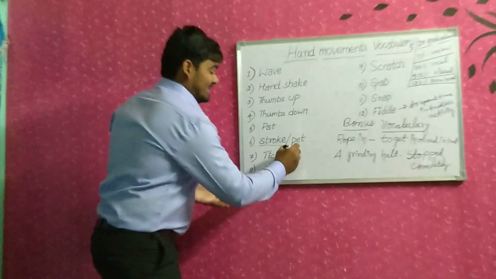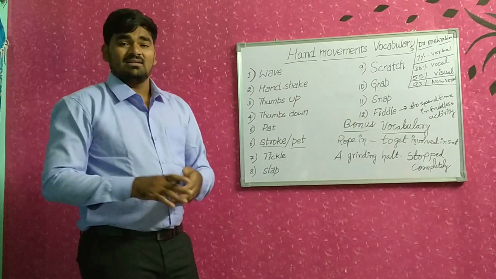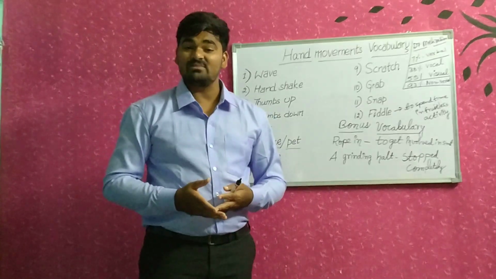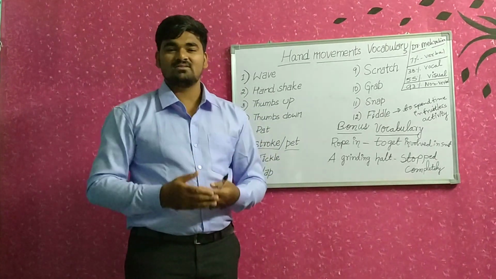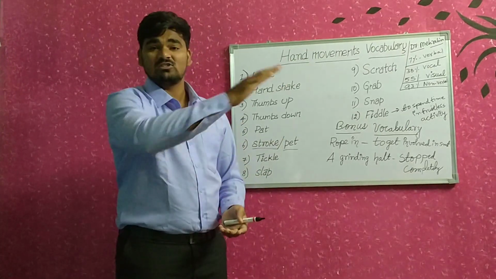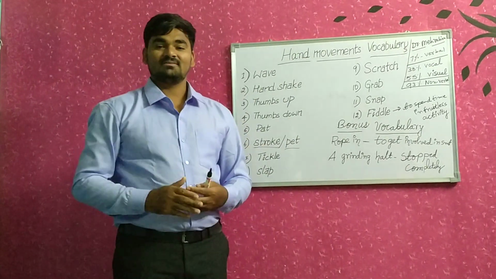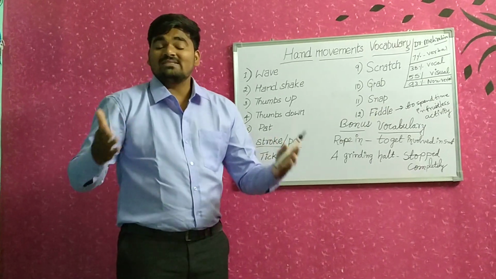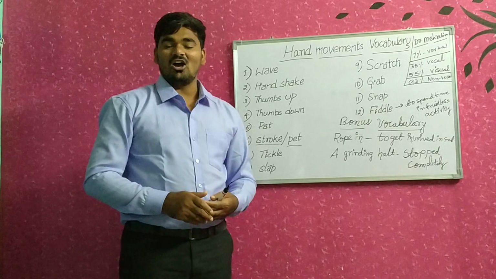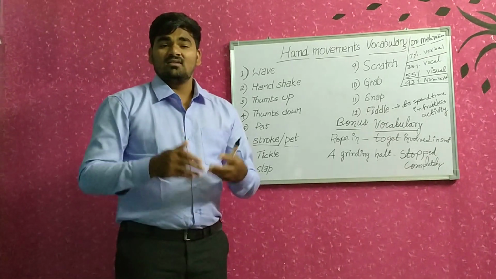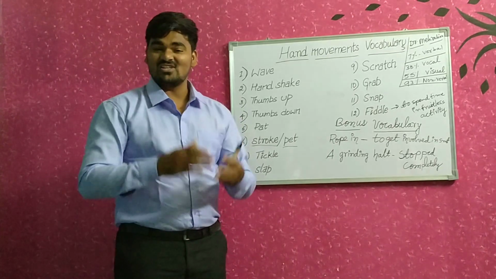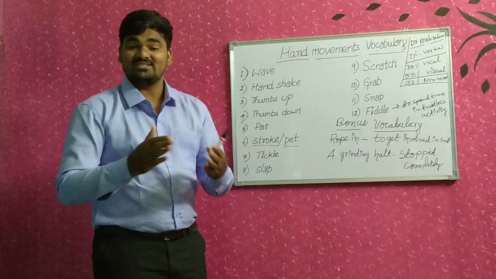Then what about the pet? This pet we usually use for animals like dogs, some pet animals. So this is also a petting. I always love petting my dogs. I always like petting the dogs. These are the two examples for petting.